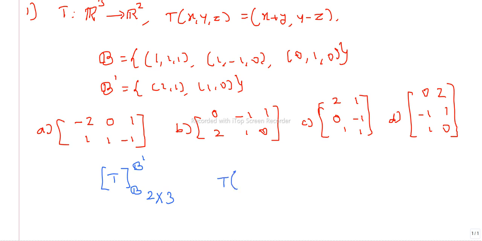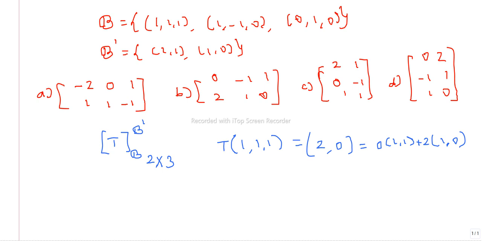So T of the first basis element (1, 1, 1): by the definition, you add the first two and subtract the last two. So that is (2, 0). Now we have to express this as a linear combination of the basis in R2. So simply we can write 0 times (1, 1) plus 2 times (1, 0), and we get (2, 0).